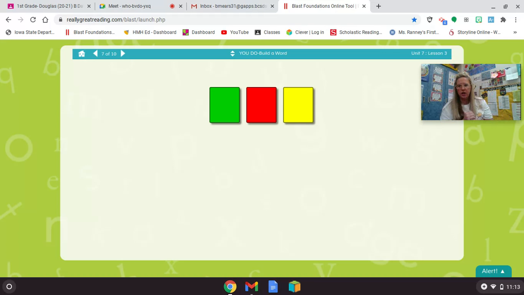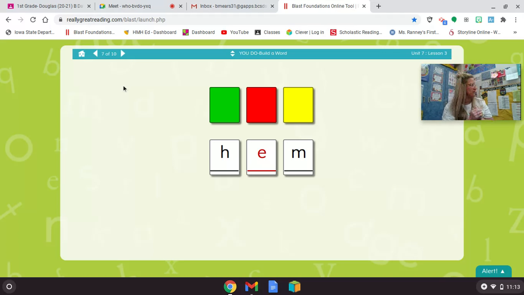Good. I see your screen. All right, let's stretch it together. H. What's the middle sound? Short E. Yep. And the last sound, Cameron? M. Good job. Clear your board.